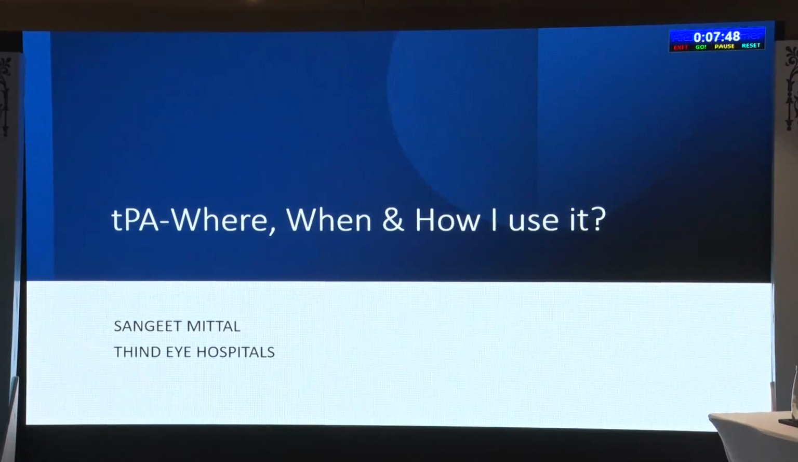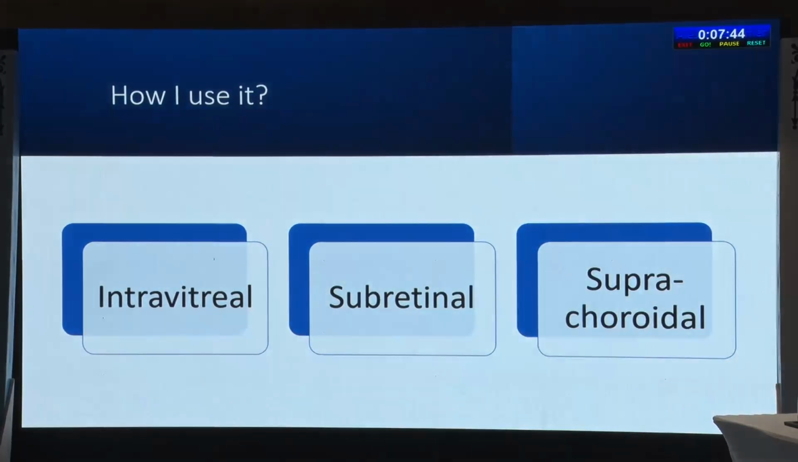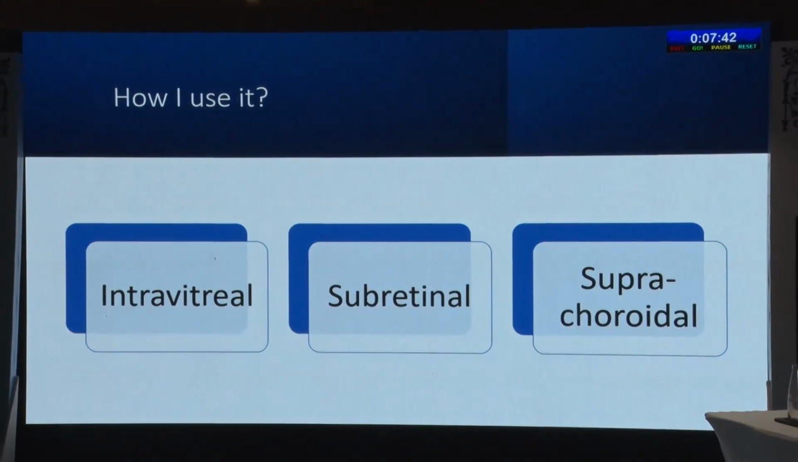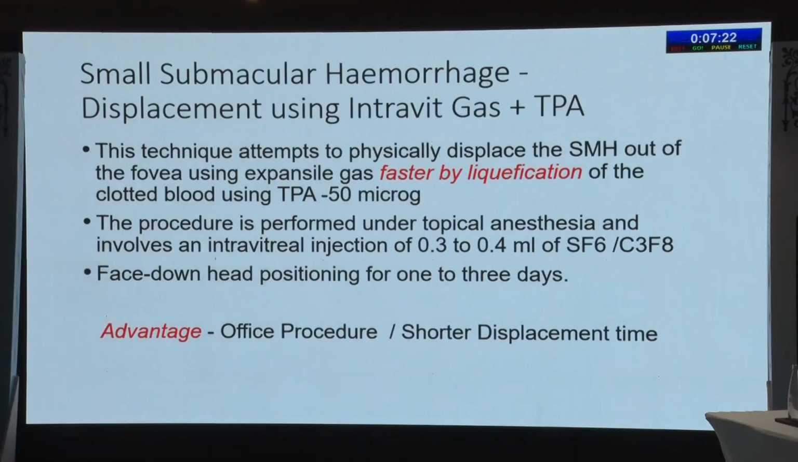tPA can be used intravitreally, subretinally, or suprachoroidally. They have been reported like this. When I use it in small submacular hemorrhages, I give intravitreal. In large submacular hemorrhages, I give subretinal. In hemorrhagic retinal detachments, it again varies. Then suprachoroidal hemorrhage and subsilicone oil pre-retinal hemorrhages we have tried, but I'll discuss that.